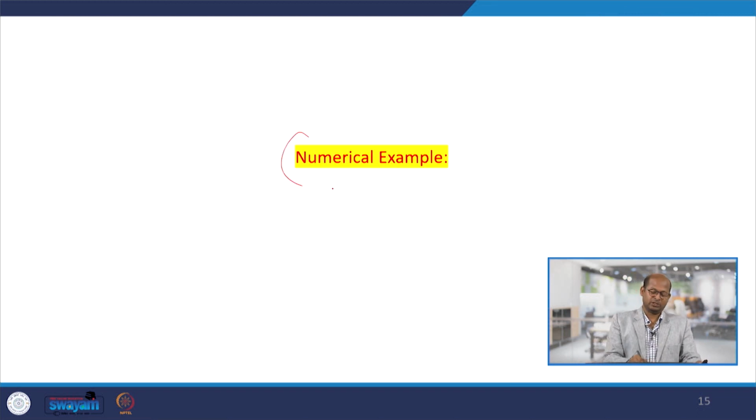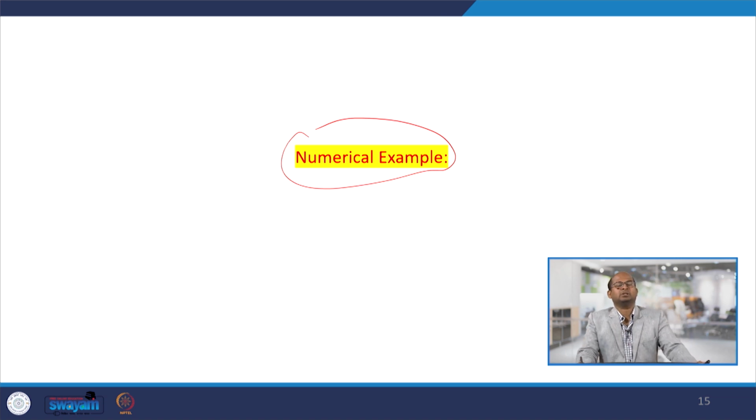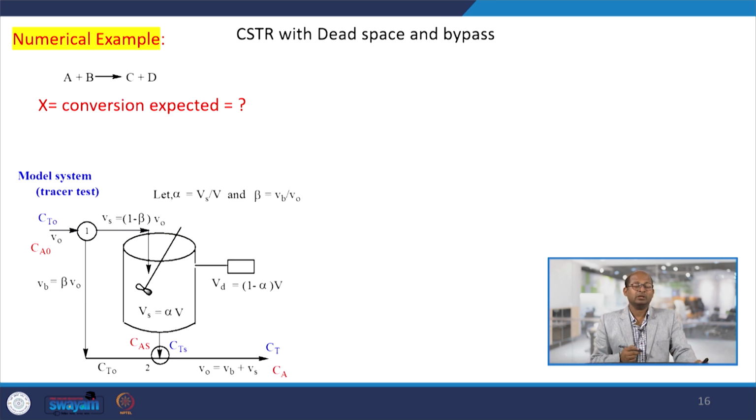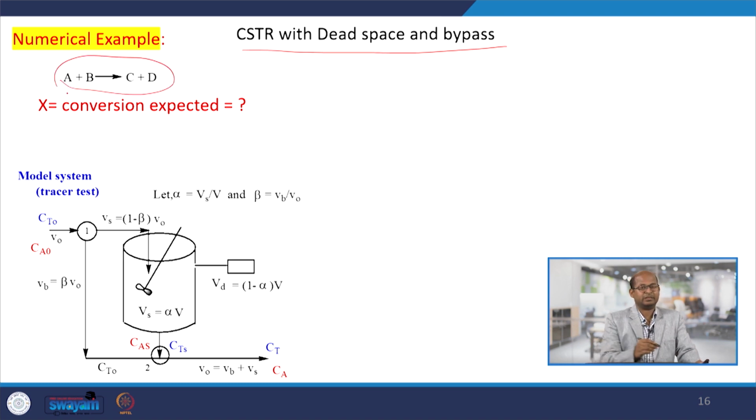Now, we will go for a numerical example. Okay. If we solve a numerical example, then the theory of these two parameter models would be much more clear for you. So, now let us go for a numerical example. CSTR with dead space or dead volume and bypass is there in our real system. Let us see a second order reaction we are considering, conducted in this reactor.